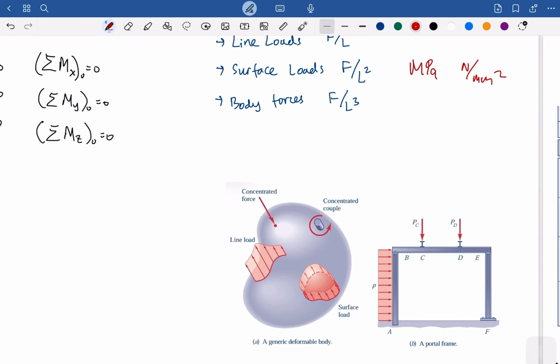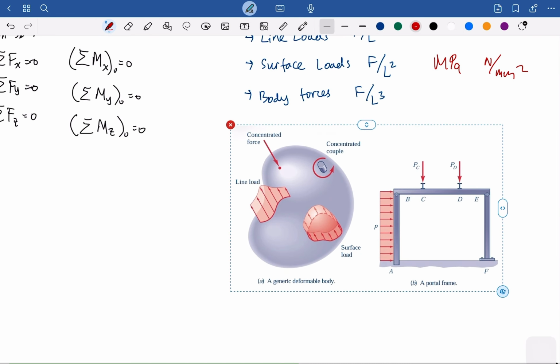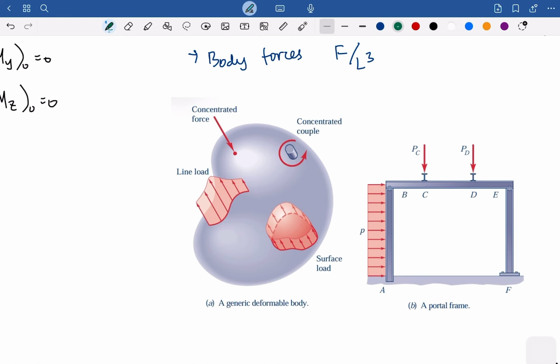And this is how it looks like. The descriptions: concentrated force is exactly at one point, and then we have the couple, and then we have the line load, so it goes over this line, and then we have the surface load, like that. Only on this area, we call this surface load, which means that the loads are distributed among these surfaces. Okay.